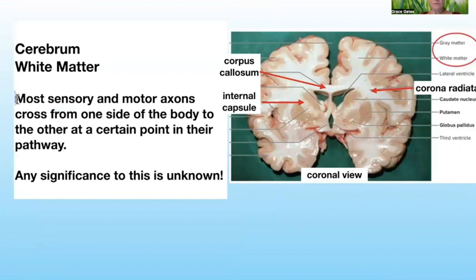Okay, just of interest, most sensory and motor axons cross from one side of the body to the other at some point in their journey. Any significance to this is unknown.